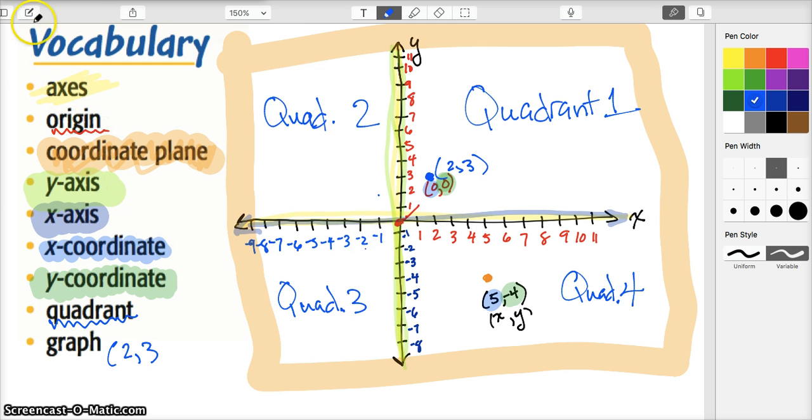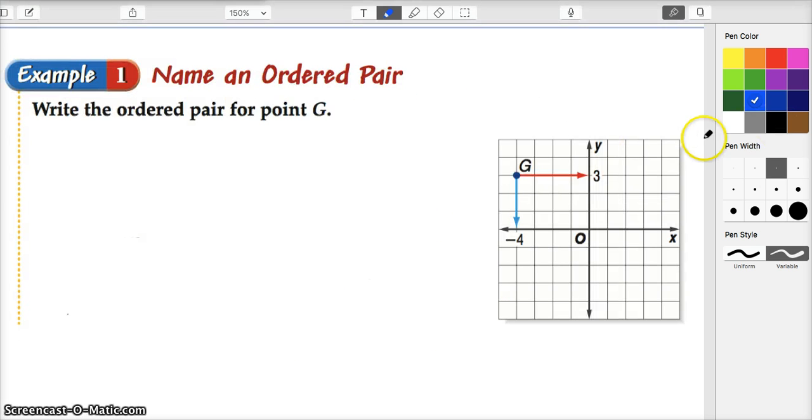Let's go ahead and take a look at some examples. Here in example 1, we are asked to write the ordered pair for G. So we go to G, right there, and we figure out how far over on the x-axis and how high up on the y-axis. So the ordered pair, or the location of G, is (-4, 3).